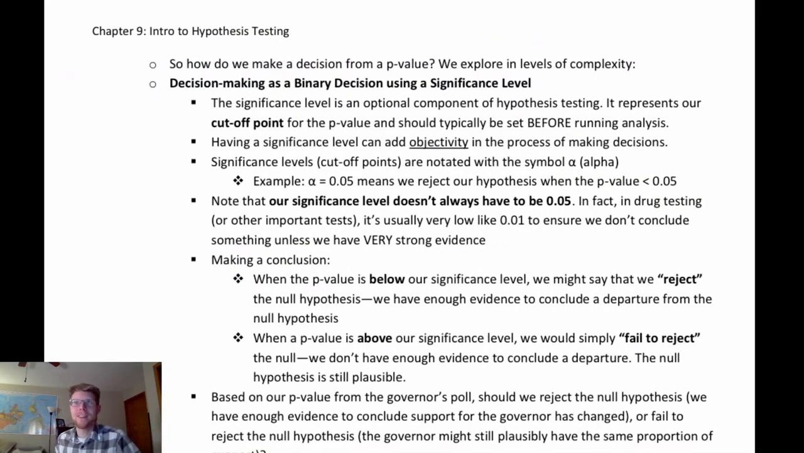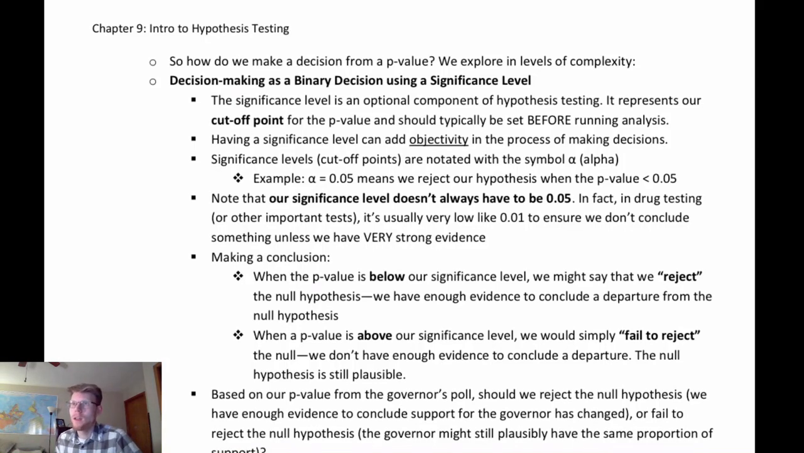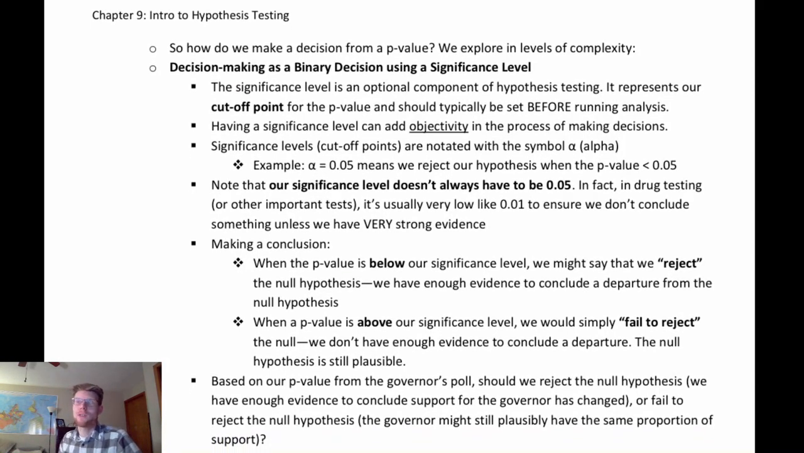So with that in mind, let's talk about decision making. A lot of times when we do hypothesis testing, we might set what's called a significance level, and that is going to be the point at which we decide to reject the null hypothesis, or if we don't, we simply fail to reject it. We just say it could be true, it's plausible. So having a significance level can add a little bit more objectivity to your decision making.